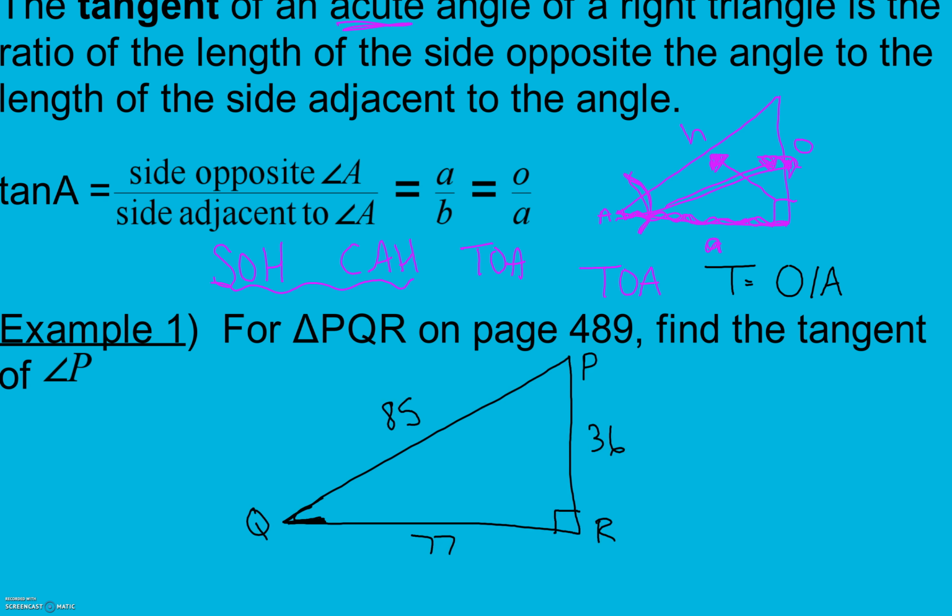So if we look at triangle PQR on page 489, I drew the picture that's in the book. We're looking for the tangent of angle P. So we look at angle P, and from here we label our opposite, adjacent, and hypotenuse. Opposite goes across from our angle. Adjacent shares a side with our 90 degrees and the angle that we're looking for. And our hypotenuse is our other side, the one that shares with our angle but not with the 90 degrees. It's opposite of our 90 degrees. So opposite of P, adjacent to P, and our hypotenuse.